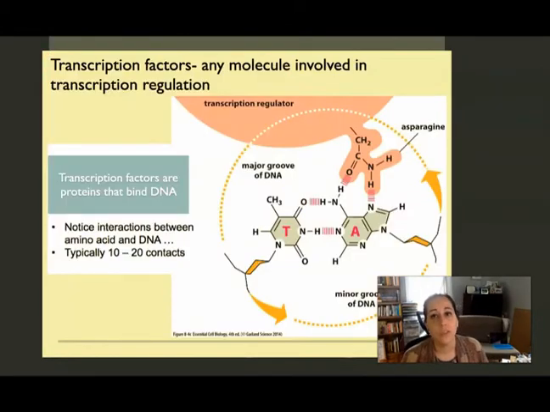So first off, we're going to be talking about different ways to increase or decrease gene expression. And that means eventually, ultimately, increasing or decreasing the amount of a certain protein from a certain gene or a group of genes in the cell. And we were going to be talking about transcription factors. Now, we've introduced this word before, but we haven't talked about it too much.